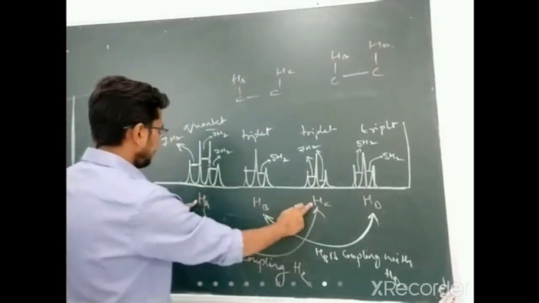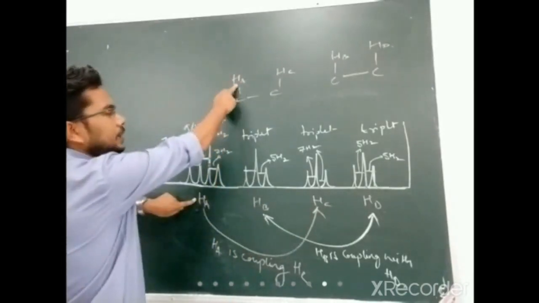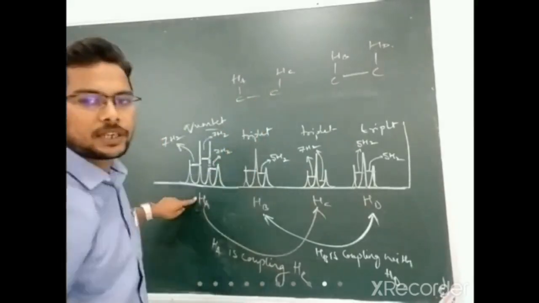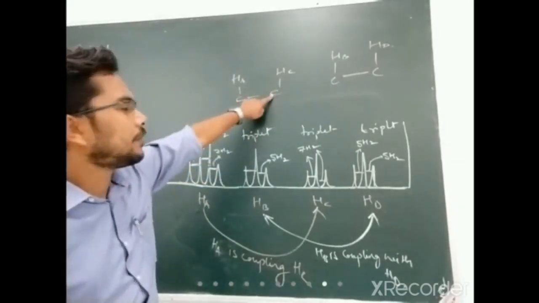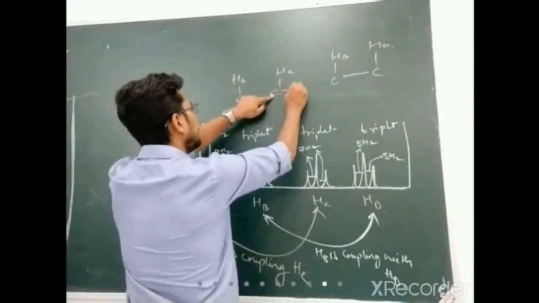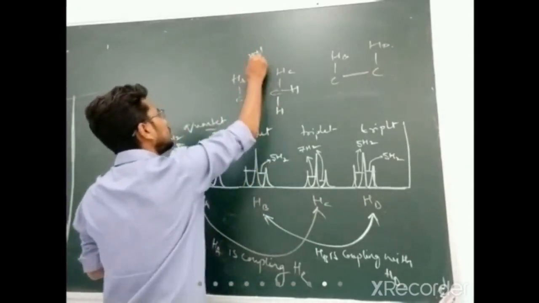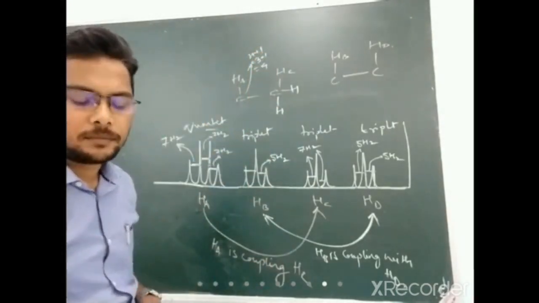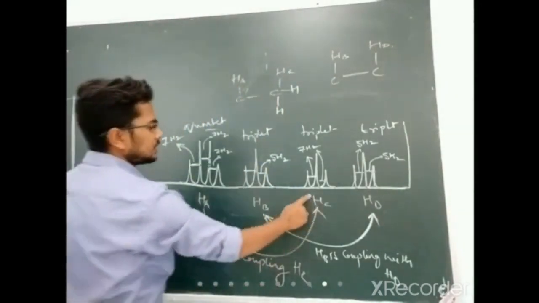HA is coming as quartet. So if HA is coming as quartet, then this carbon, HC, should have how many hydrogen atoms? 3. So it should have 3 hydrogen atoms. That's why only then we can follow the n plus 1 rule. 3 plus 1 is equal to 4. Only then we can say that this will appear as quartet. So definitely with this, again we can say now here this is coming as triplet.